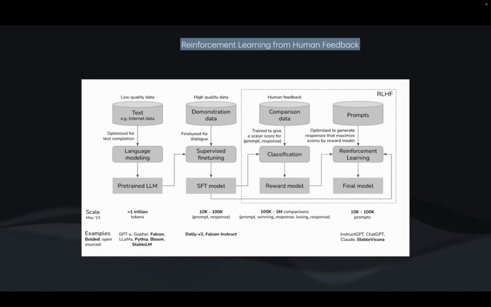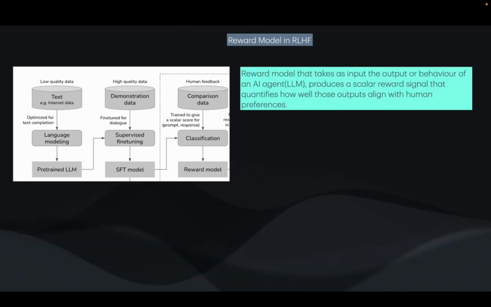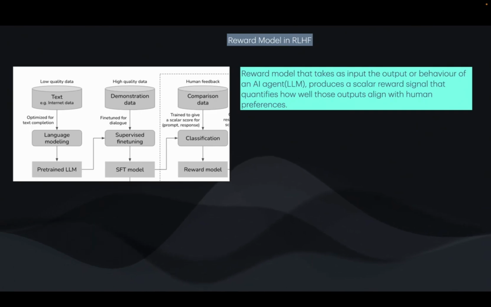Now let's zoom into the RLHF part and talk about it in detail. At first, as I was mentioning, we have the reward model. If you look at this first phase of RLHF, using the pre-trained model we get the SFT model, and using the SFT model we try to build a reward model. The reward model generally takes as input the output or behavior of an AI agent. In our case, this output comes from the SFT, or supervised fine-tuning, model. It produces a scalar reward, a signal that quantifies how well the output is aligned with human preferences.